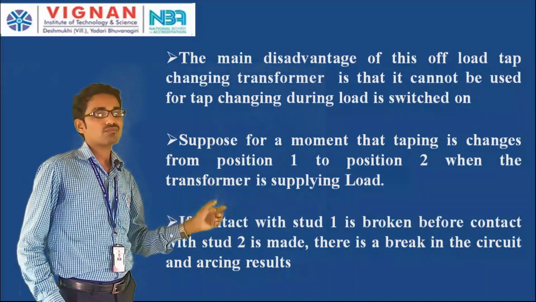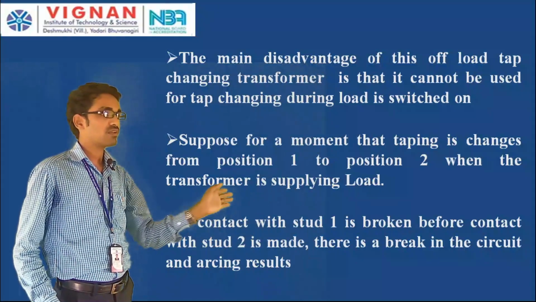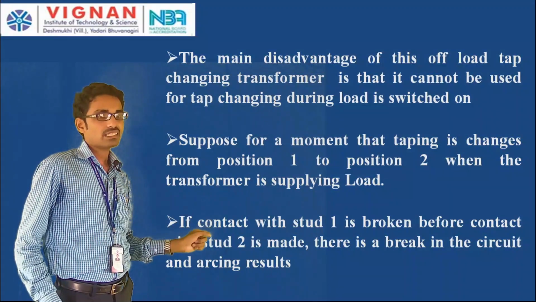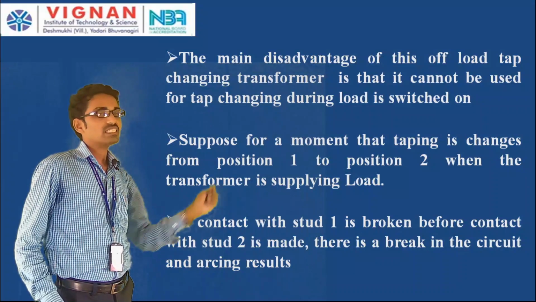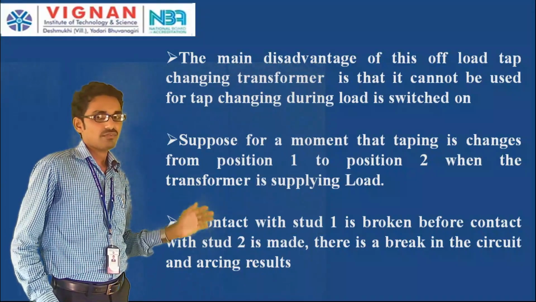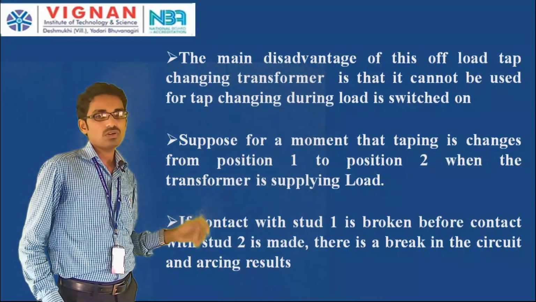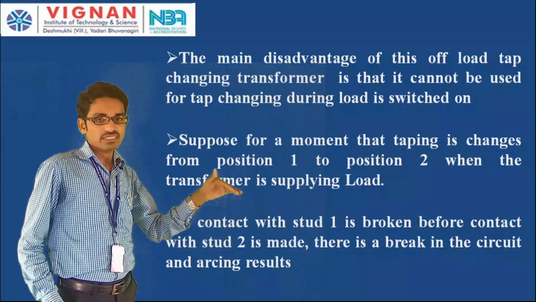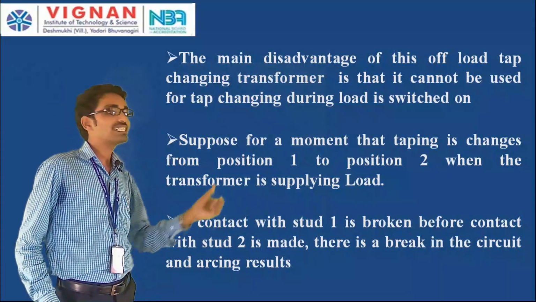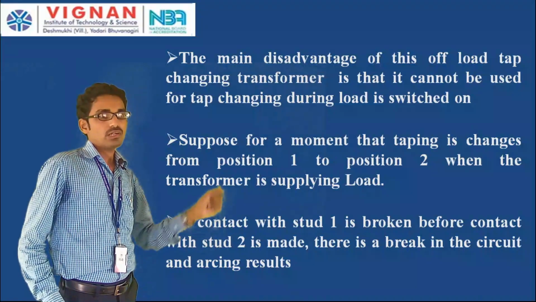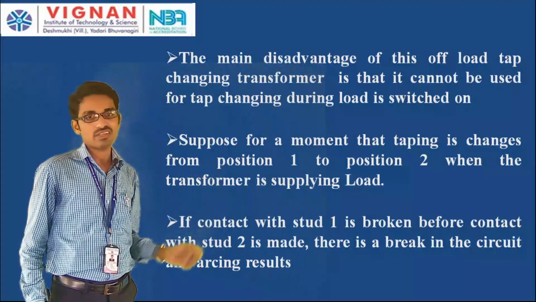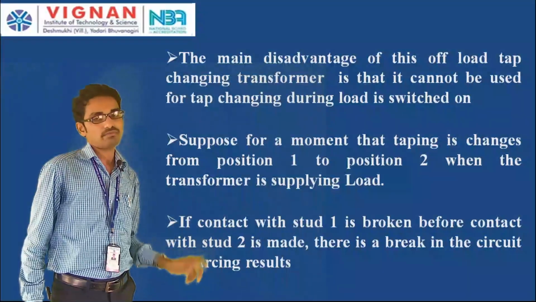If contact with stud 1 is broken, that means as the arm moves from stud 1 to stud 2, before contact is made with stud 2 there is a break between the two studs. That means there is an interruption of the supply, but a voltage is present between stud 1 and stud 2. Between the two tappings, that voltage will result in arcing. An arc is going to be formed in that gap.